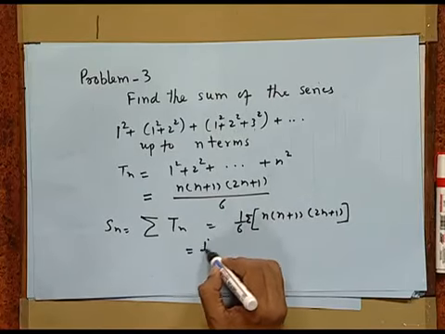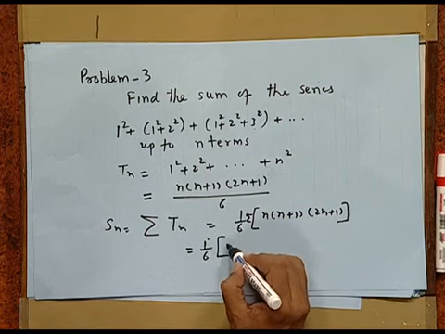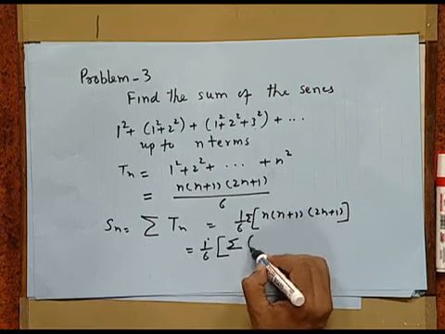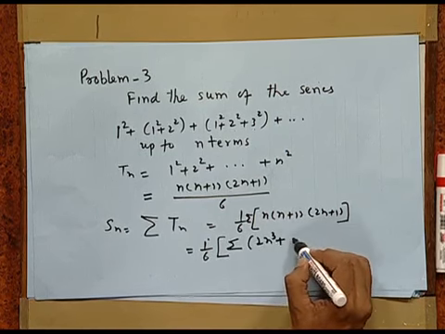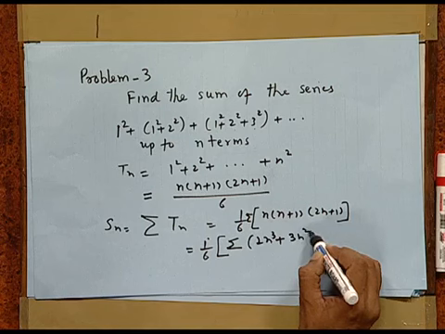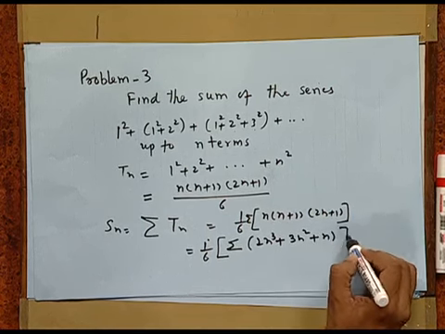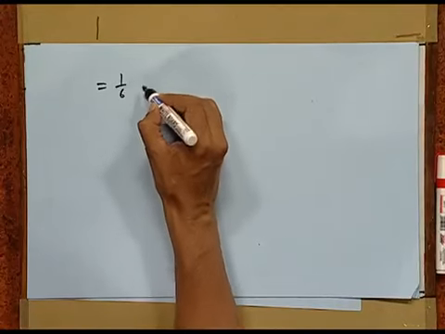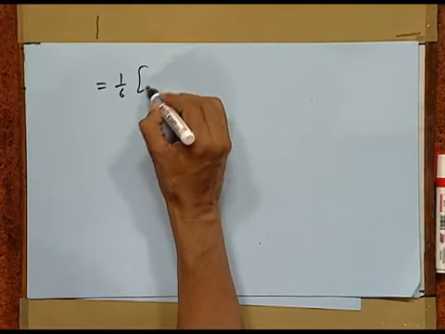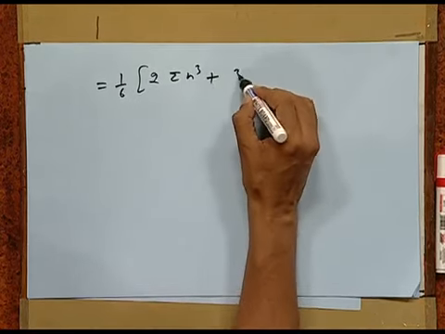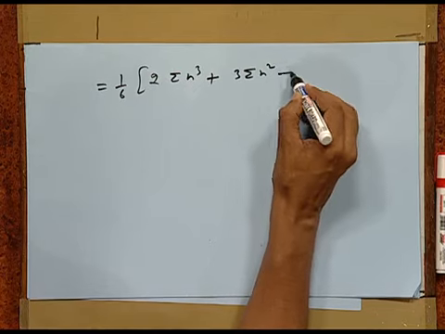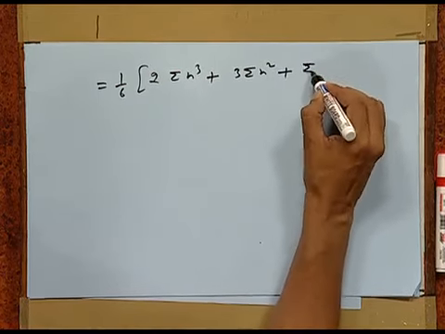which equals 1/6 times sigma of (2n cube plus 3n square plus n), which equals 1/6 times (2 times sigma n cube plus 3 times sigma n square plus sigma n).